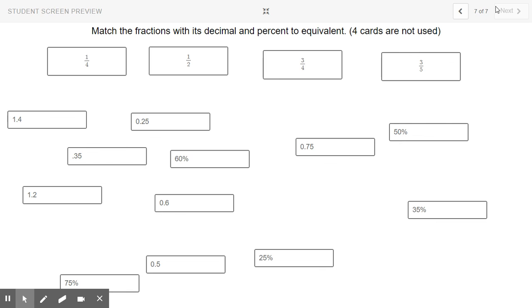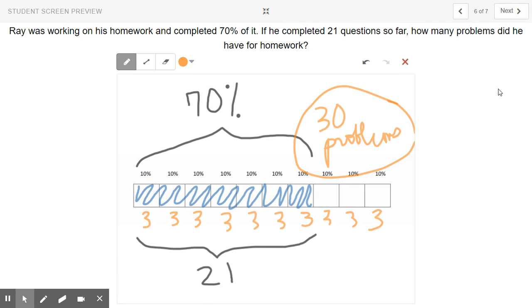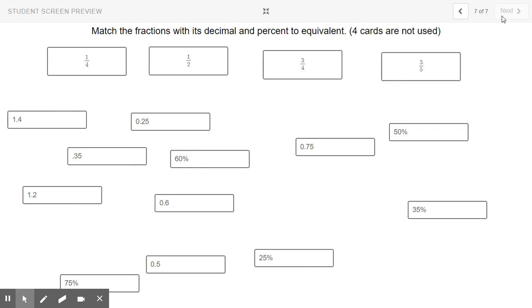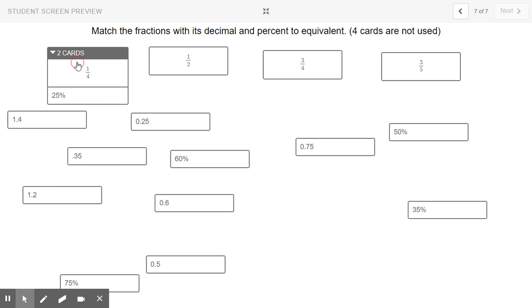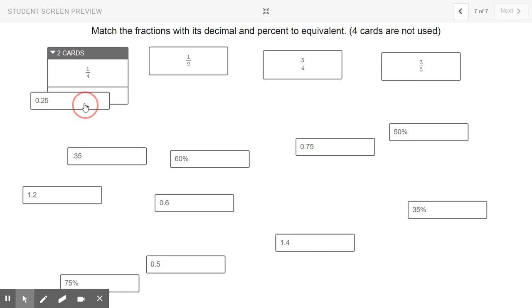Match the fractions with, here, if you want to screenshot this, you can. Match the fractions with its decimal and percent equivalent. So 1/4 is 25%. So that's the easy one. You could do the percent first. And then the decimal form of 25% is 0.25.